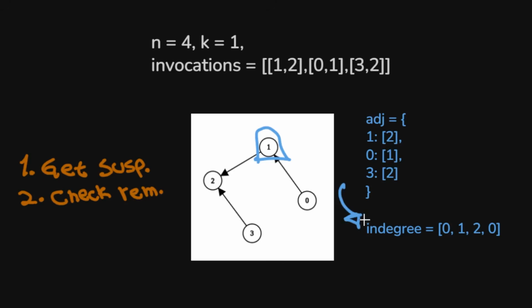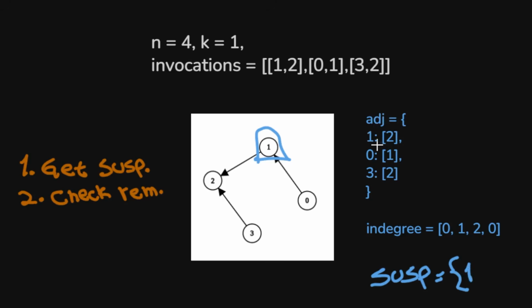And we will also have an array with in degrees. What's this? Well, for example, node 0 has 0 in degrees, meaning 0 incoming edges. Node 1 has 1. As you can see, we only have this edge. Node 2 has 2. We have 2 incoming edges, okay? And so on. And we will have a set to keep track of suspicious nodes that we have already seen. We start from k, so here we add 1.